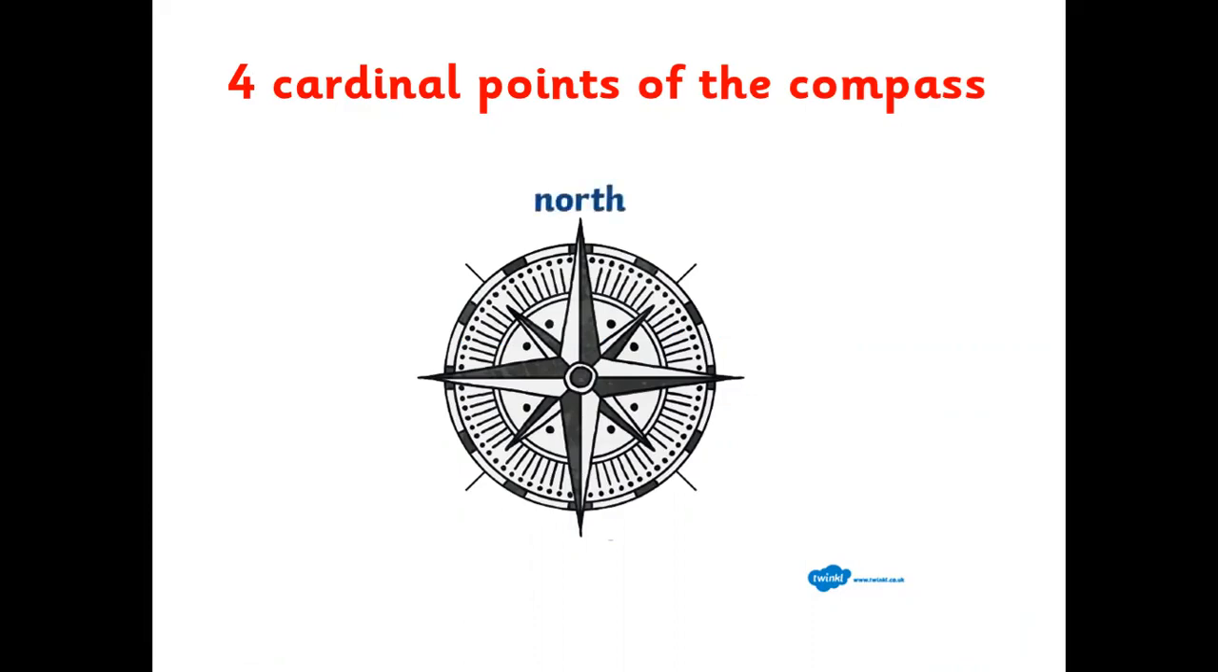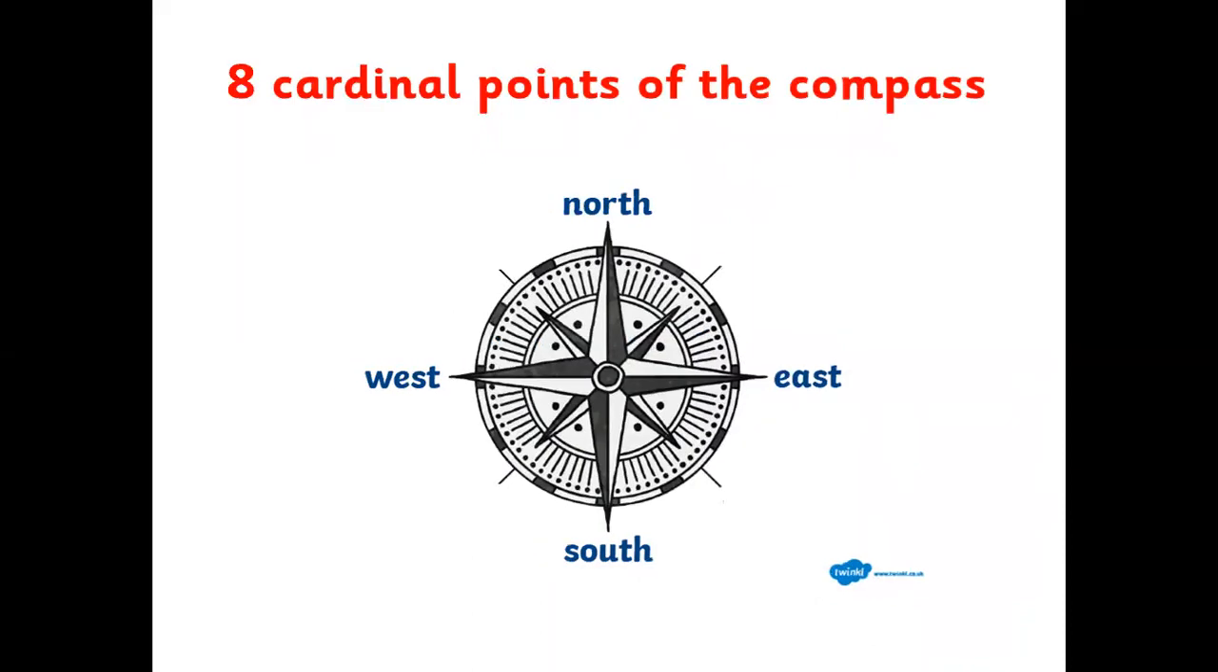Okay, so north, east, south and west. They're the 4 main cardinal points. Between those 4 cardinal points, we've got a further 4, so a total of 8 cardinal points of the compass that we're going to look at. So between north and east, you've got northeast. Between south and east, you've got southeast, south and west, southwest, and between north and west, you've got northwest.